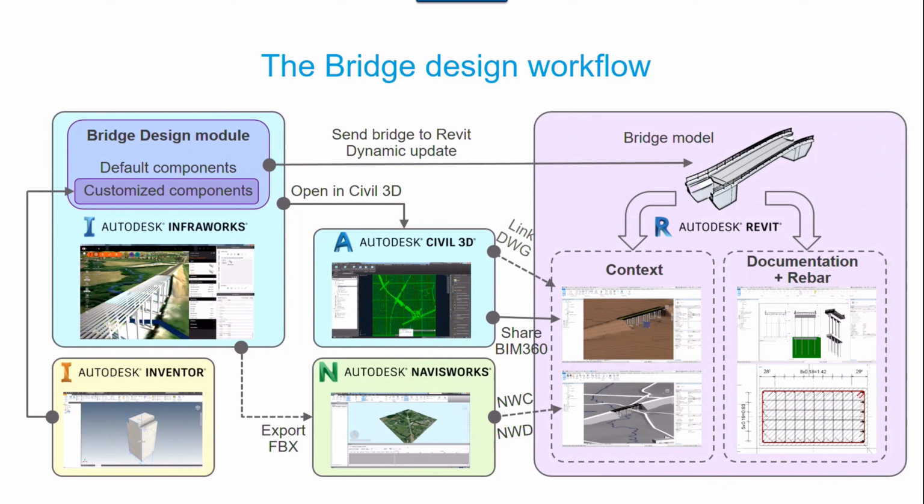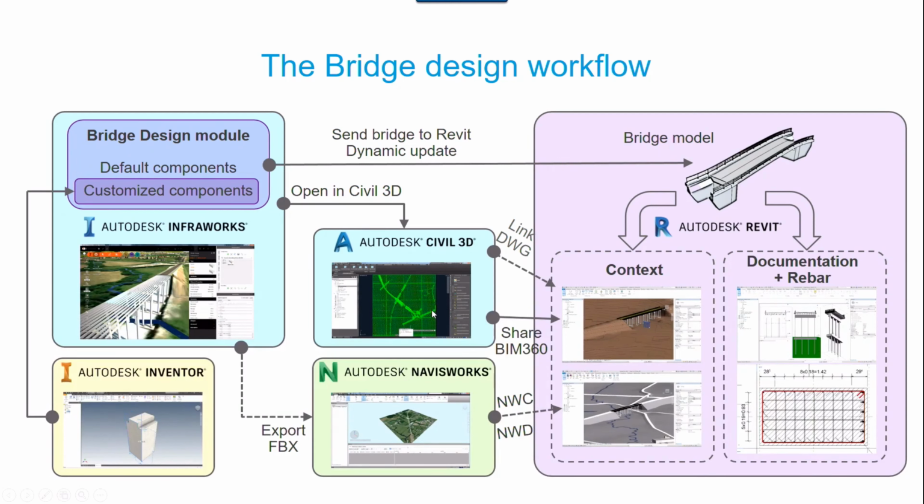Okay, so what will be our bridge workflow? So we will focus first on InfraWorks, linked to the PDF we have seen before. We will fine-tune elements with Inventor back to InfraWorks. Then we will send the terrain to Civil 3D, okay? And this terrain will be sent after with BIM 360 to Revit. And of course, here the bridge will be sent directly from InfraWorks to Revit.